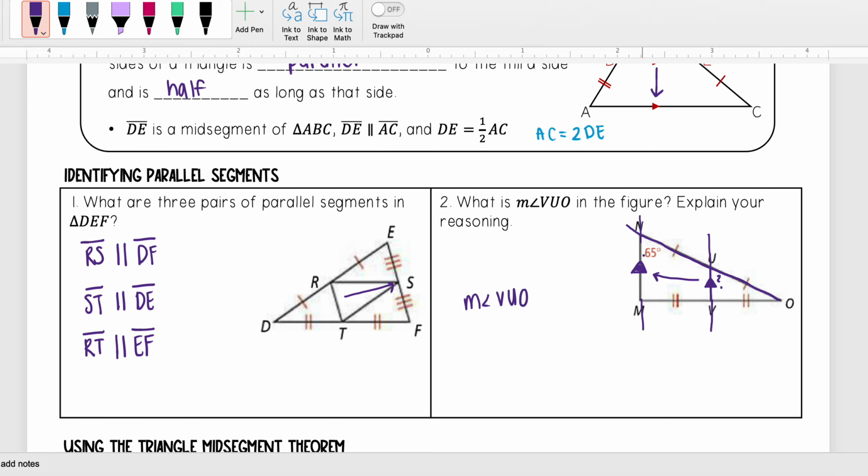So I want to see, what is VUO in comparison to my angle 65 degrees? Well, if you remember back to our angle pairs, 65 degrees, this angle right here, is a corresponding angle to angle VUO. And what we learned about corresponding angles is that they're congruent. And so that means that the measure of angle VUO is equal to 65 degrees.